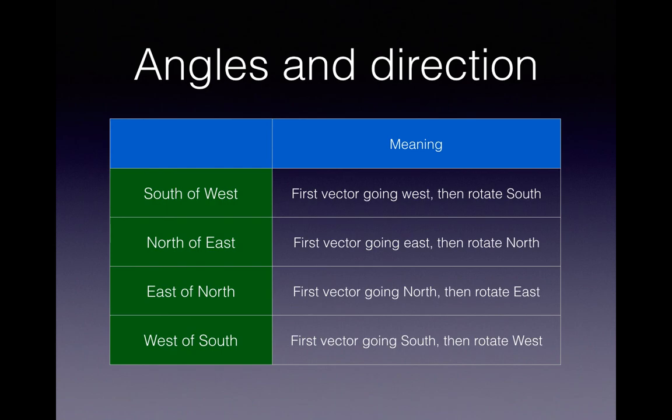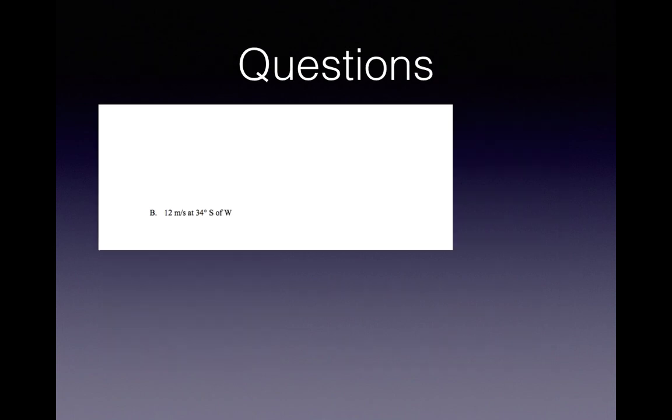And how we treat these is we look at the second direction first. So for the first one, we go to the west, and then we rotate southwardly. For the second one, we look at the second direction again. We go east first, and then we rotate to the north. The third one, we go north, and then we rotate to the east. And for the last one, south, and then we rotate to the west. And I'll show you what I mean here now.